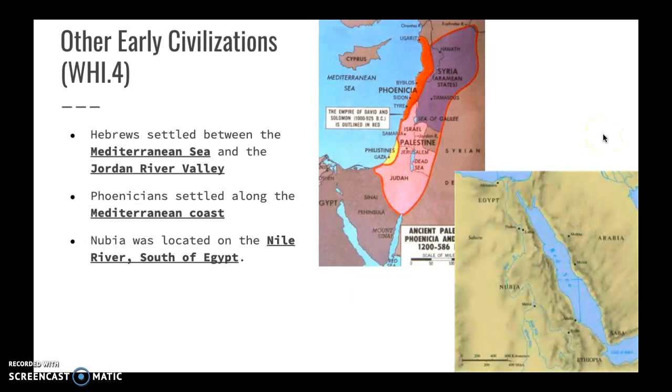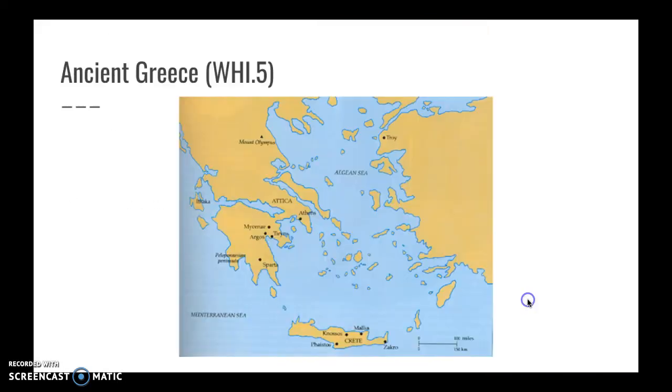Other notable early civilizations are the Hebrews, the Phoenicians, and the Nubians. In this map here, you see the development of Phoenicia kind of along the Mediterranean Sea. This is still a part of the Arabian Peninsula here. Then you have the development of the Hebrews between the Mediterranean Sea, which is here, and the Jordan River, which is here. Nubia is located on the Nile River south of Egypt. Here's Egypt up here, and then Nubia was located down here on the bottom half of the Nile River.